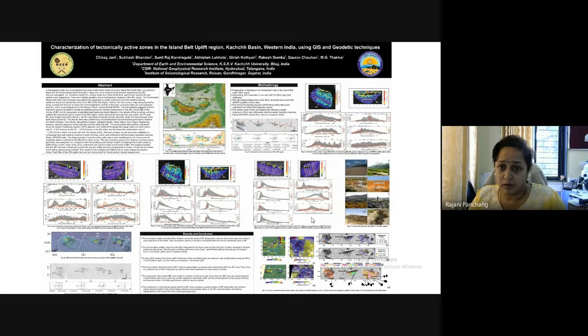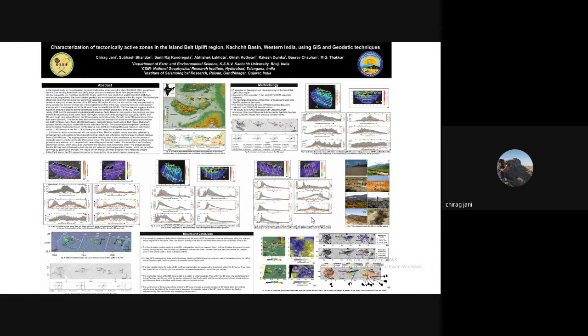My name is Chirag, and I am a PhD student from KSKV Kutch University. The present work is constrained to the Island Belt region in the Kutch Basin. The Kutch Basin is located in the western part of Gujarat state. If you can see figure number 1, the Island Belt region is situated on the northern part of the Kutch Basin.